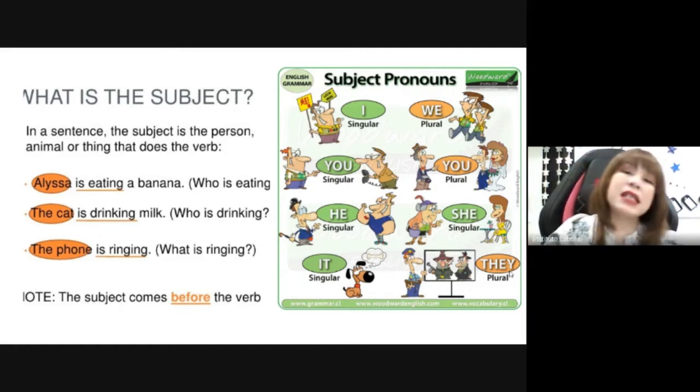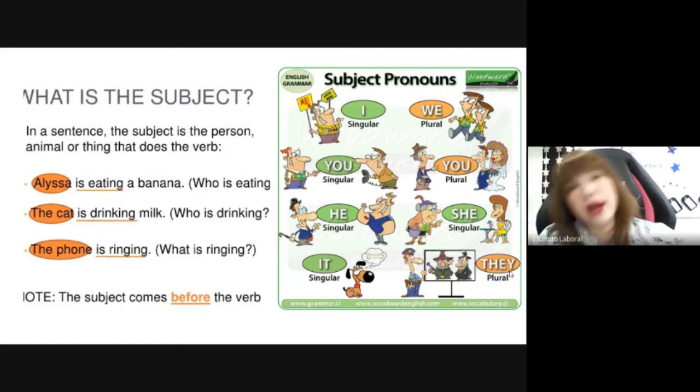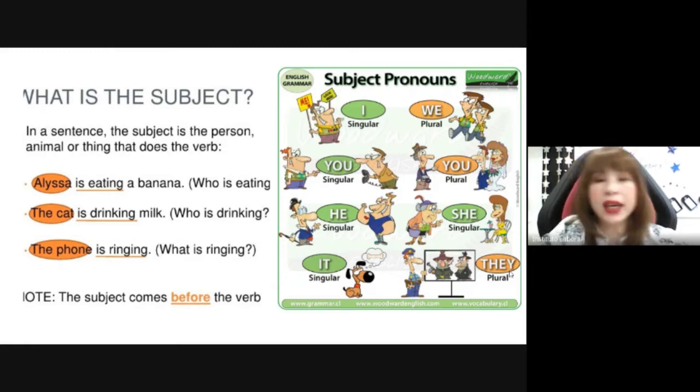So let's check the singular, then the plural. I, you, he, it, she. The plural forms, we, you, and they. These are 7 subject pronouns that we use and learn in English. I, talking about me; you could be singular or plural; he, she, it, the third person singular; and they, the third person plural. Don't forget we, I am included.